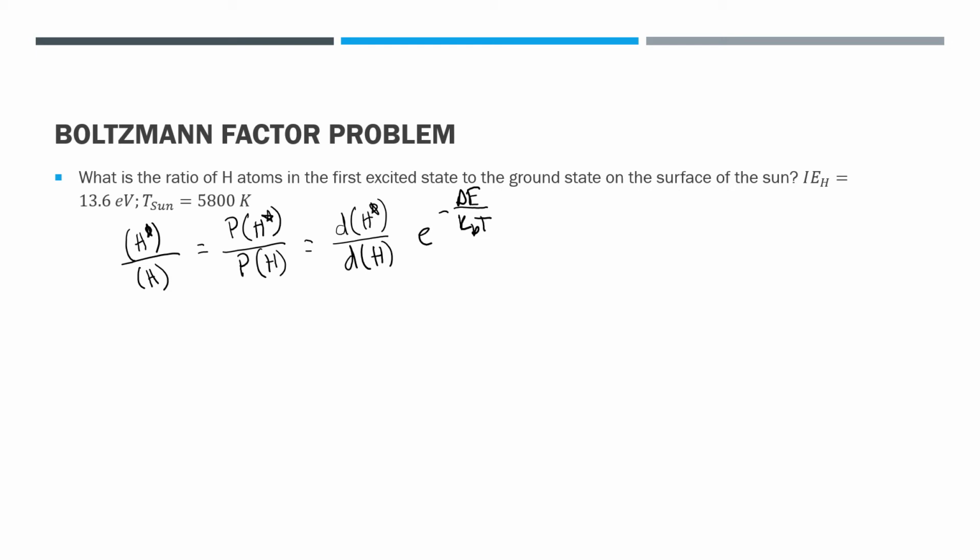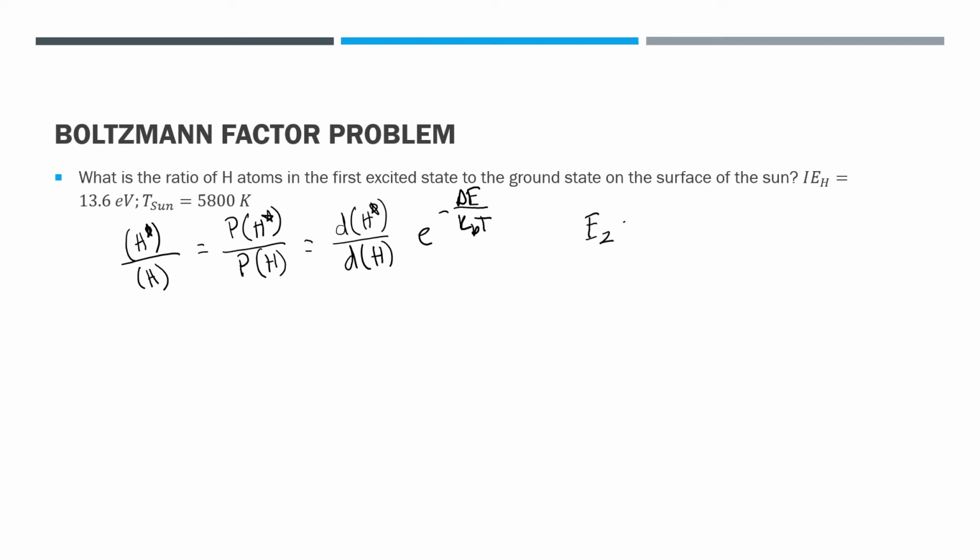We don't know the degeneracies yet. We need to figure out the degeneracies. But we know what kB is. That's just a constant, the Boltzmann constant. We also know the temperature, which is given in the problem, 5800 Kelvin. But we don't know the energies. We know that the ionization energy is 13.6 electron volts, but we don't know the energies of the ground state and the first excited state. So let's figure that out first.